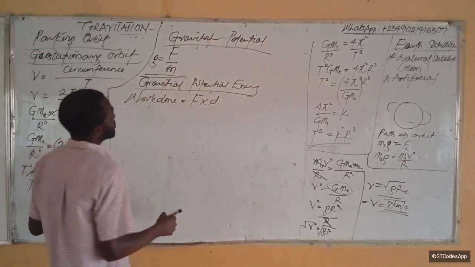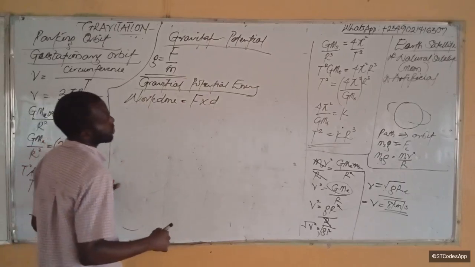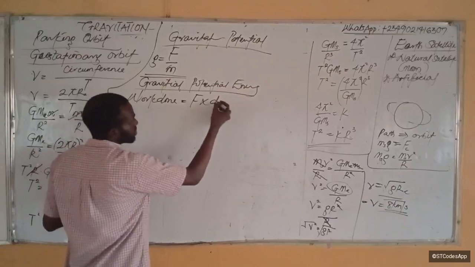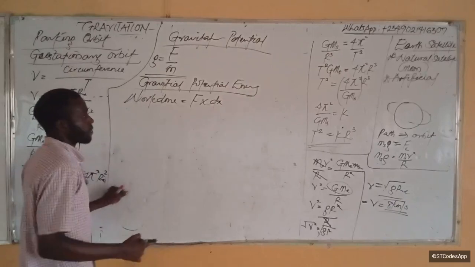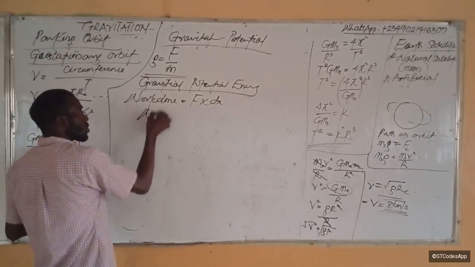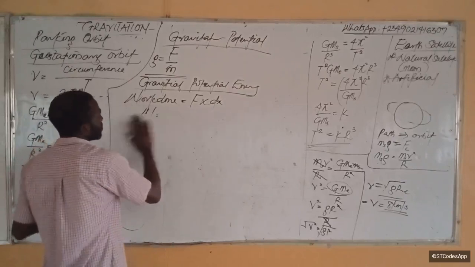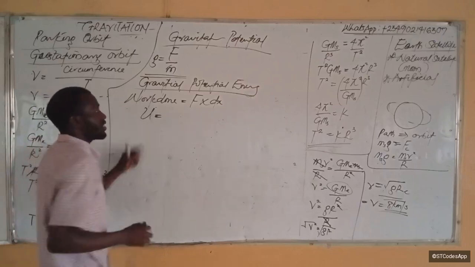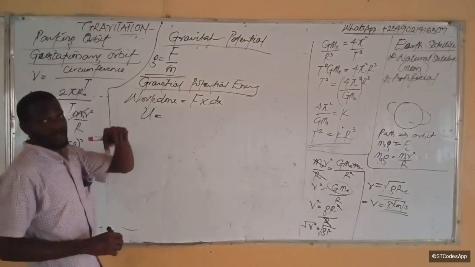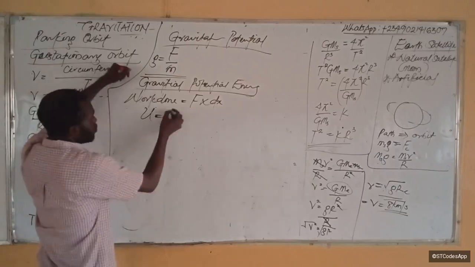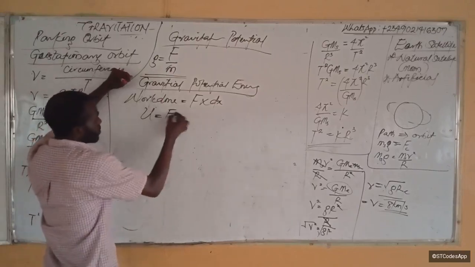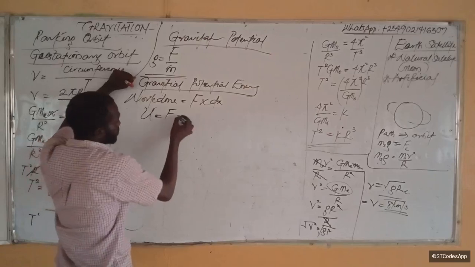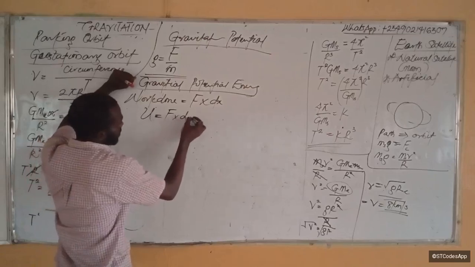So if the distance is a small distance, let's call it dx, then the work done will be equal to, let's call the work done the energy U. Let's call it U, okay? So that it will not be the same as V that we're using in the other one. That's potential though. So that will be force times dx.